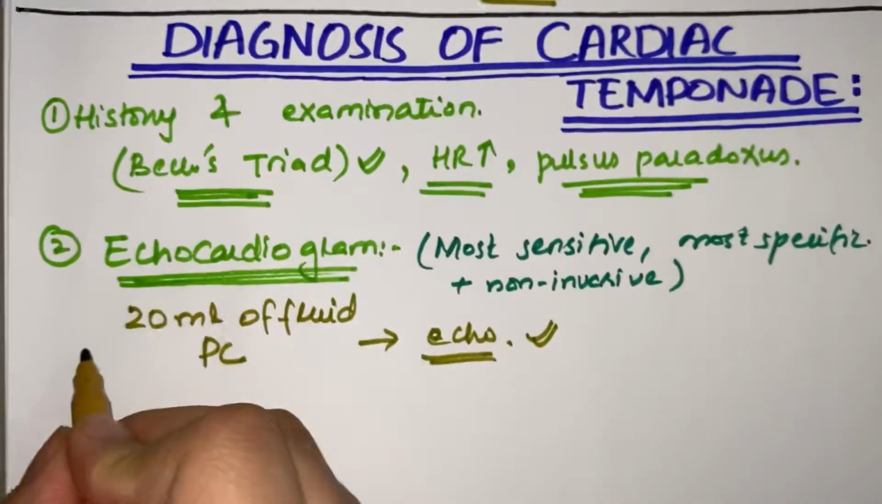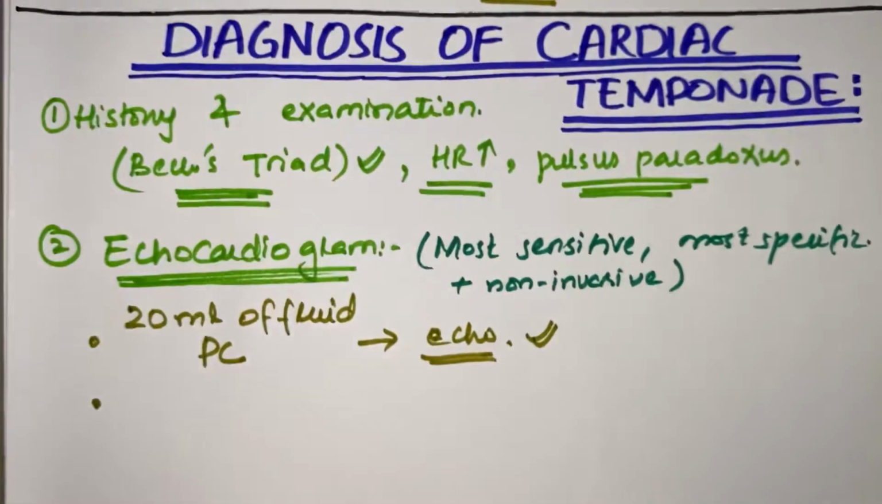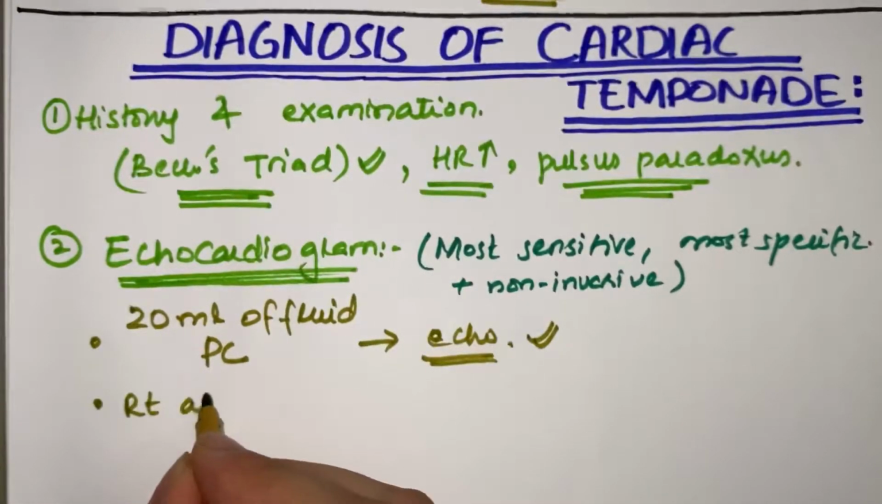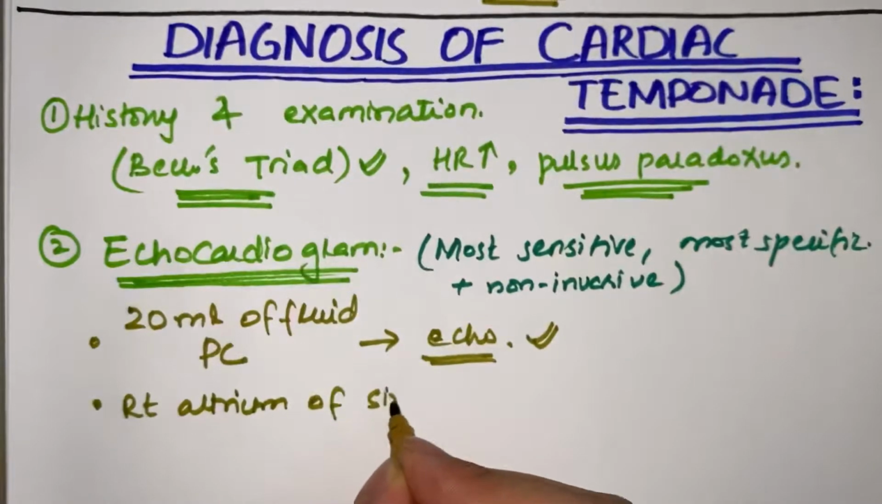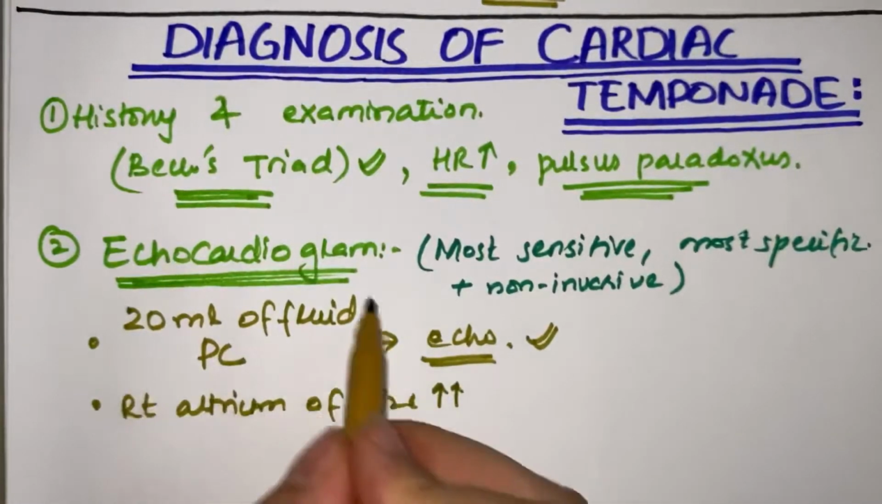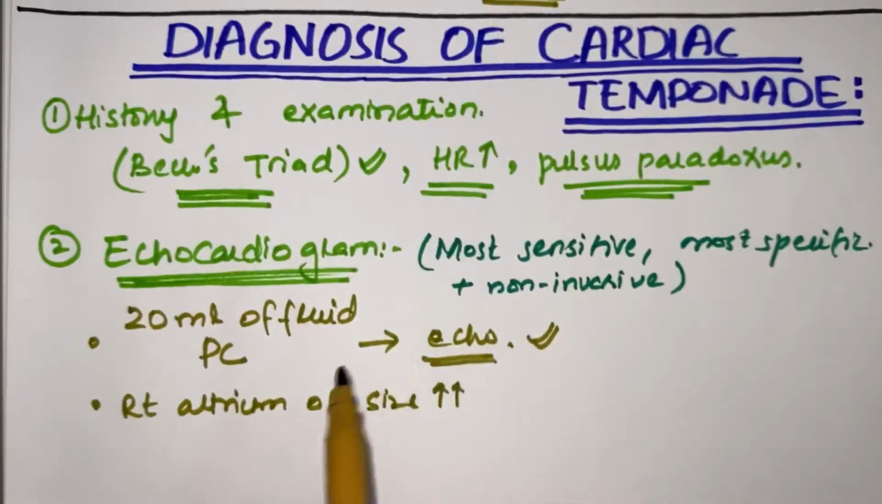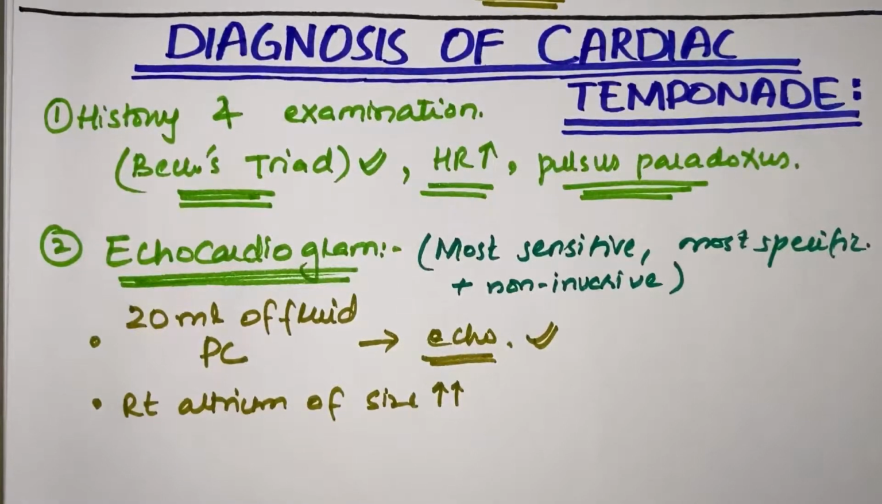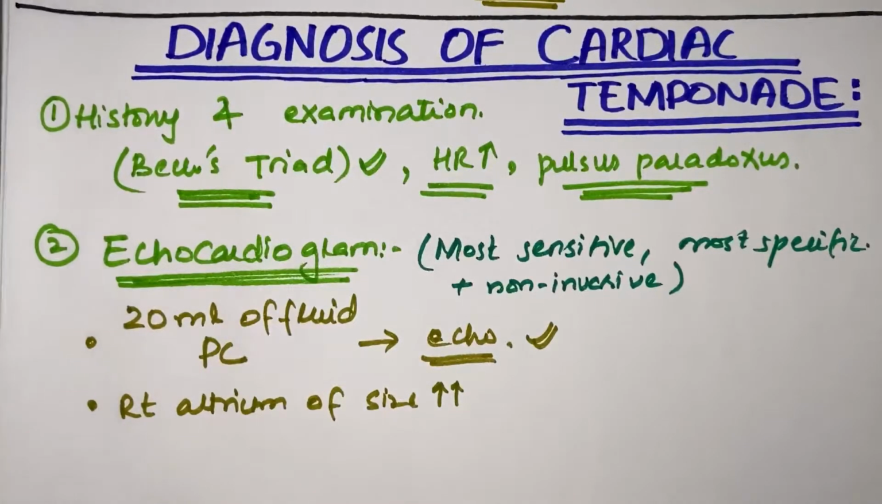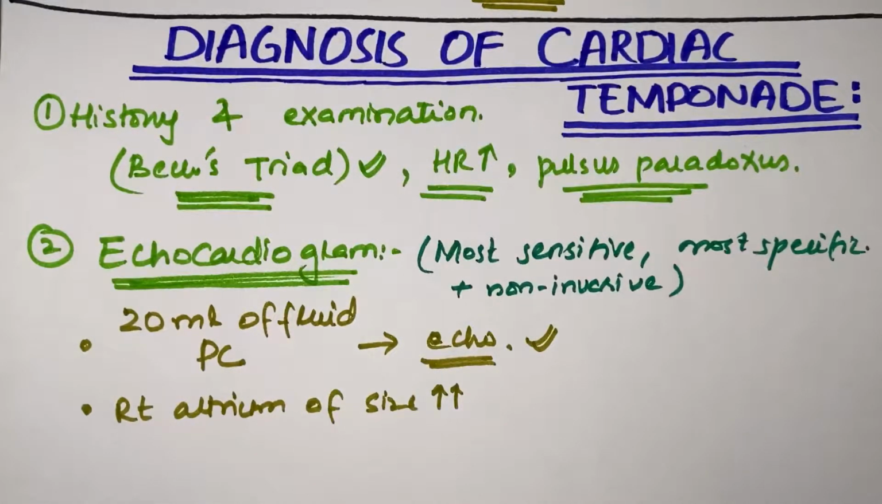So it's very important. Plus, during the echo we can see an increase in the size of the right atrium. But the most important finding is this fluid seen within the pericardial cavity. That is the most important sign seen in the patient. Fine. Plus all this we'll see on the echocardiogram.